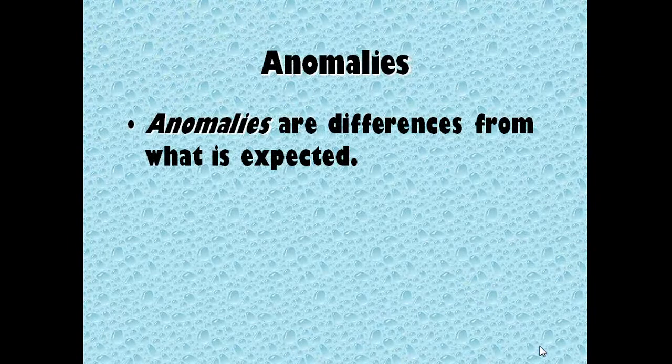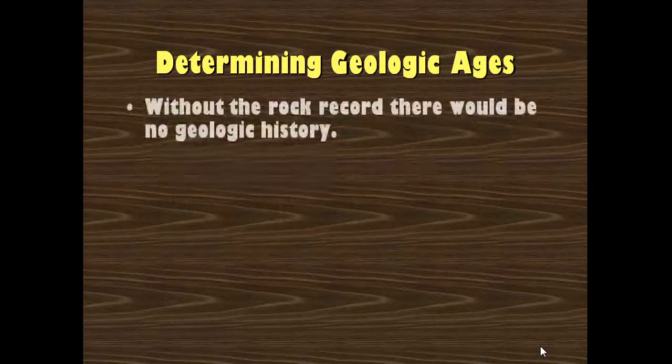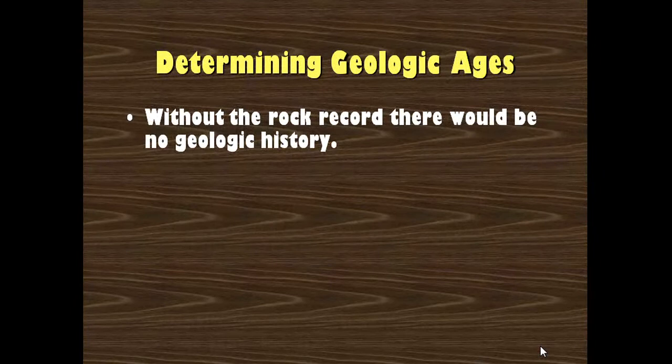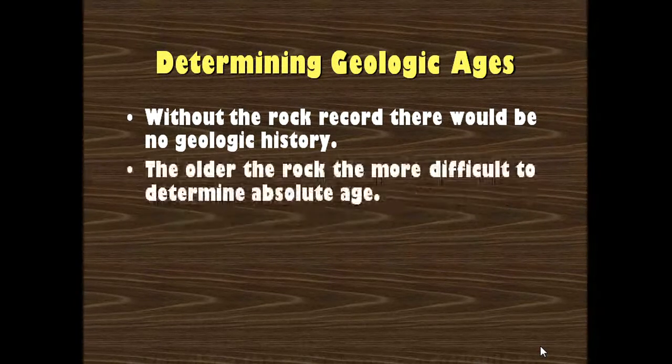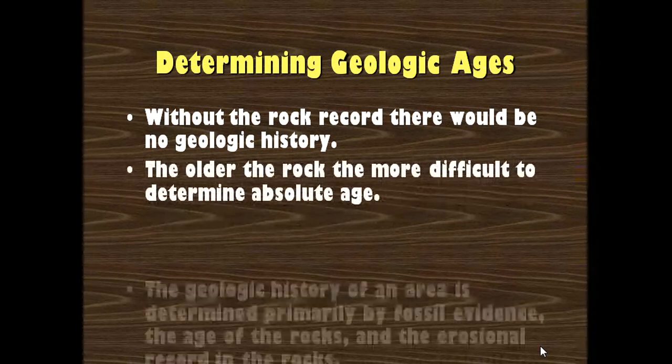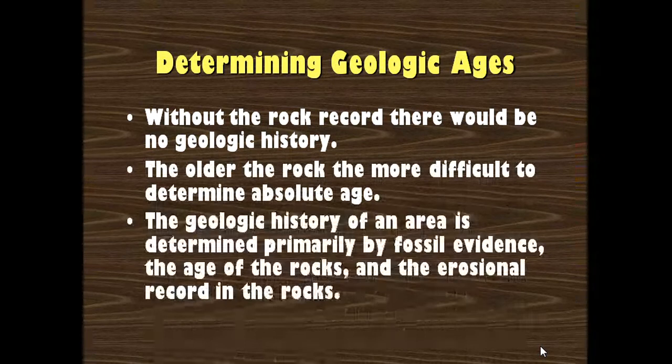Anomalies. Anomalies are differences from what is expected. Determining geologic ages. Without the rock record, there would be no geologic history. The older the rock, the more difficult to determine absolute age. The geologic history of an area is determined primarily by fossil evidence, the age of the rocks, and the erosional record in the rocks.